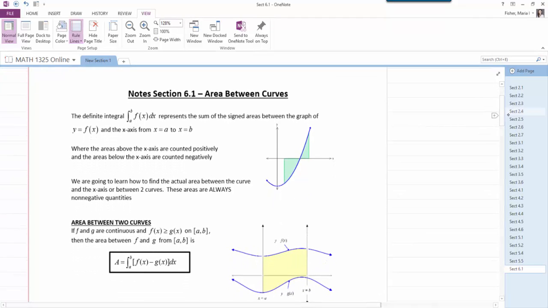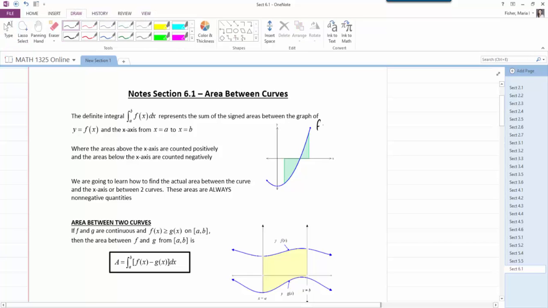Section 6.1 deals with area between two curves. Now we've looked at area under a curve, and we know that the definite integral represents the sum of the signed area between the graphs of y equals f of x and the x-axis from a to b. So if we look at this, let's call this f of x, let's call this a, and let's call that b. Well, we know that everything that lied underneath the x-axis was considered something negative, and everything above the x-axis was considered something positive.